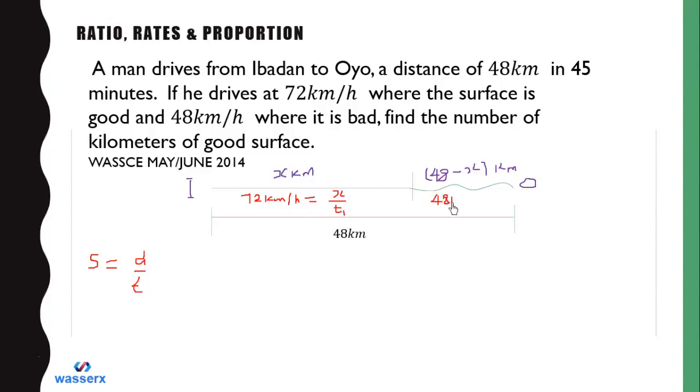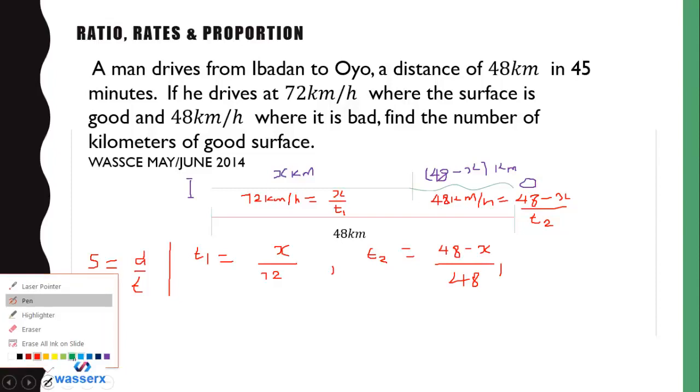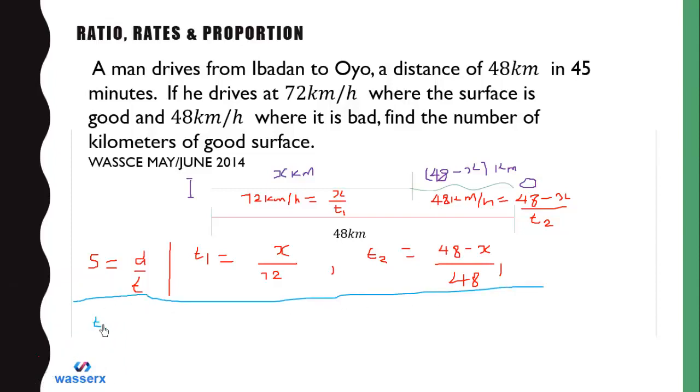Now the second phase of the journey is a rough surface. We have 48 kilometers per hour is equal to 48 minus x kilometers over t2. We were told the total journey took 45 minutes, so let's make the times the subject. So t1 is equal to x over 72 and t2 is equal to 48 minus x over 48. So we know that t1 plus t2 is equal to 45 minutes.